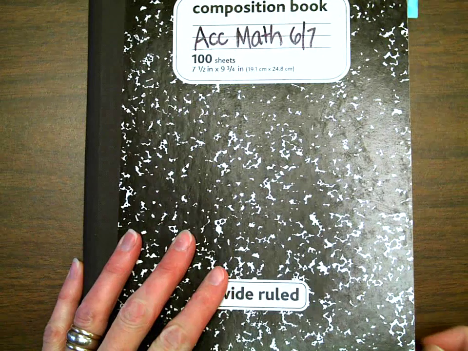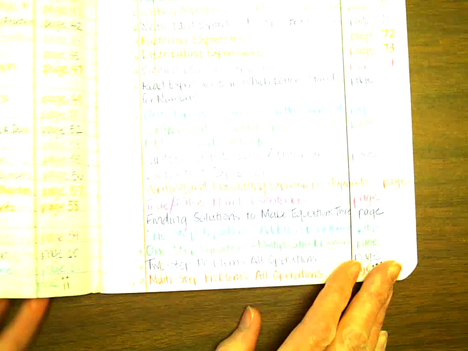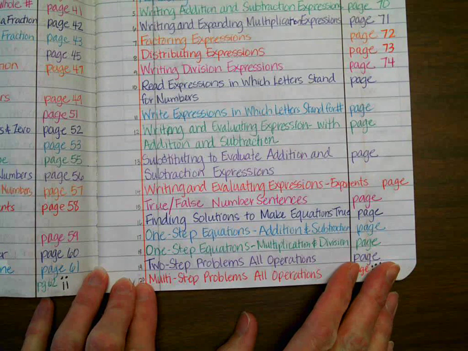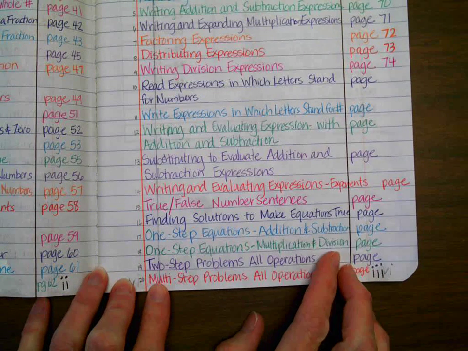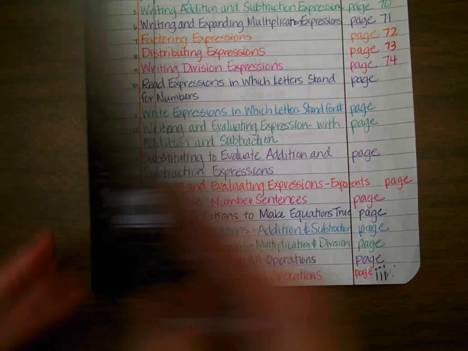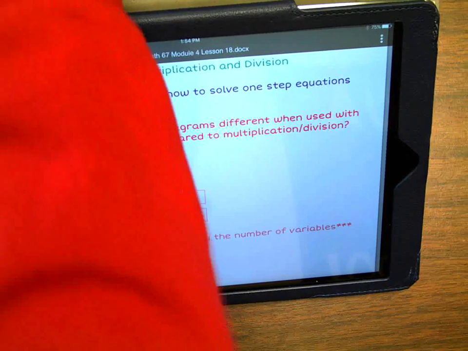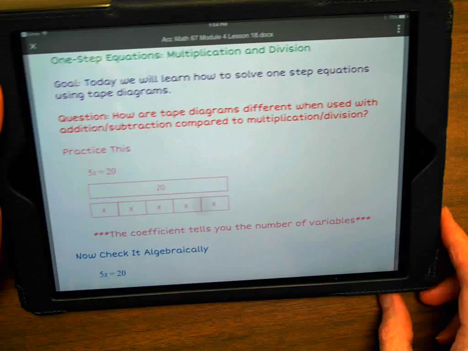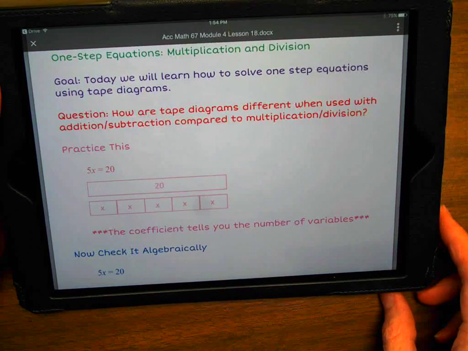We are working in Module 4, and this is going to be Lesson 18. Lesson 18 is called One-Step Equations with Multiplication and Division. Okay, so we did one-step equations with addition and subtraction, and now we're going to do one-step equations with multiplication and division. And so we're going to take a look at our notes that we have on the iPad, and here they are.